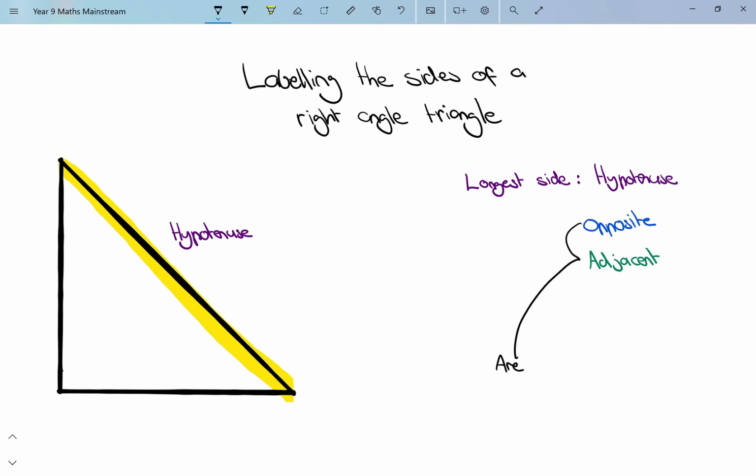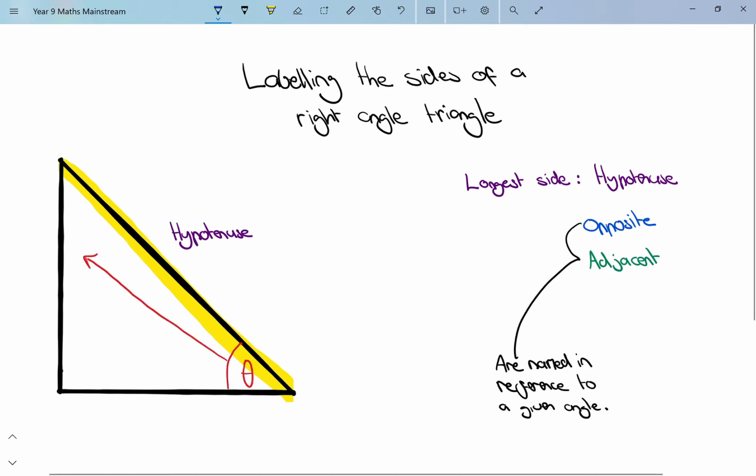The other two sides will be either the opposite or adjacent, but these are named in relation to the angle that we're given. I'm going to go through a few examples here, but normally what I like to do is first label the hypotenuse because that never changes, and then use a few simple tricks to label the opposite first and then the adjacent, and then you're pretty much done with the labeling.